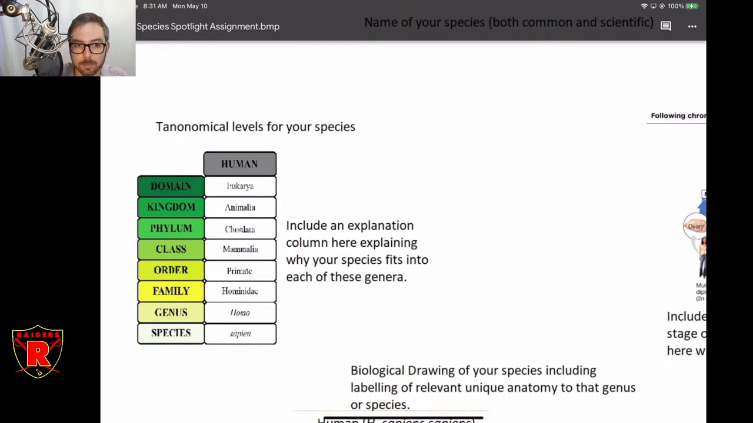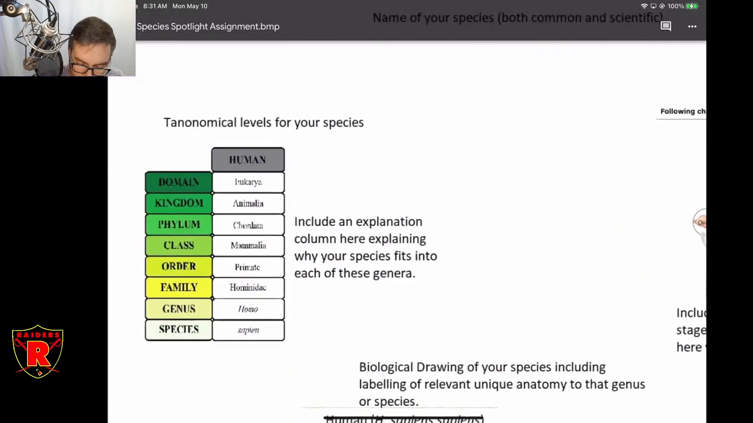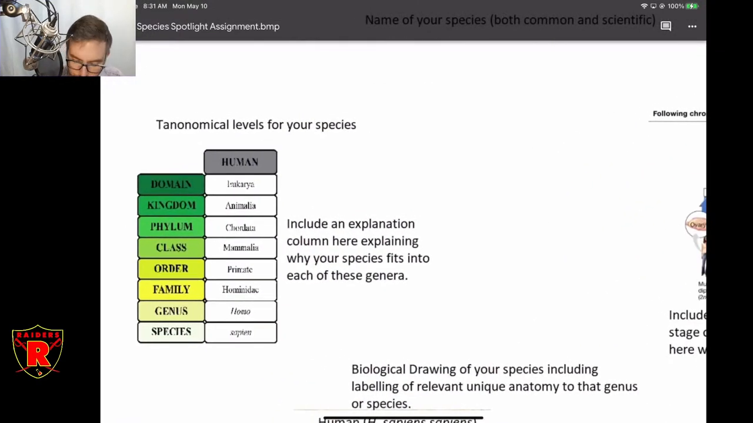And you can look this stuff up. So for example, mammalia, look up what a mammal is. And then what part of your organism makes it a mammal? And then you just let me know that. Okay? So you're going to do that for whatever species you choose.